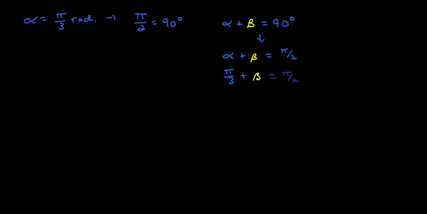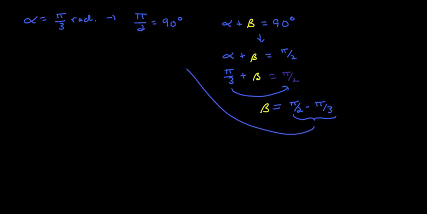Let's erase this so that we stay consistent. Okay. And now we'll just move this pi over 3 over to this side. So we have a beta value equal to pi over 2 minus pi over 3. So we need to do this out right here. And this is definitely the part that's different doing it in radians versus degrees, because here we've got to get a common denominator.